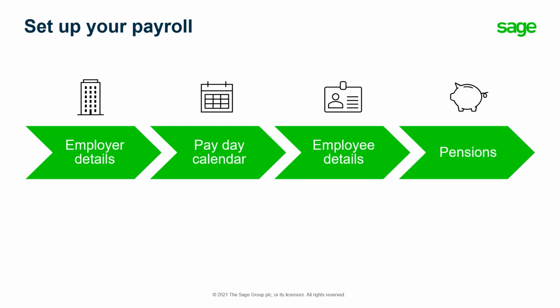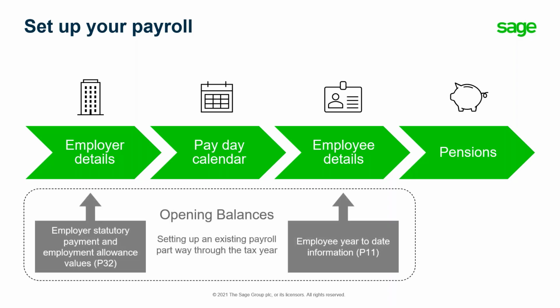Now, if you are an existing payroll moving across mid-tax year, you'll also need to provide some opening balances. So this would be the employee year-to-date information from their P11, and also some employer details if you've reclaimed any statutory payments or you're claiming employment allowance in the current tax year. And you find all of that on your P32 reports.